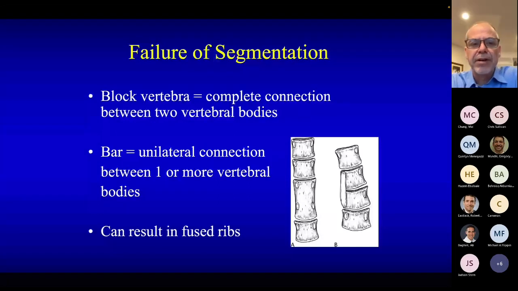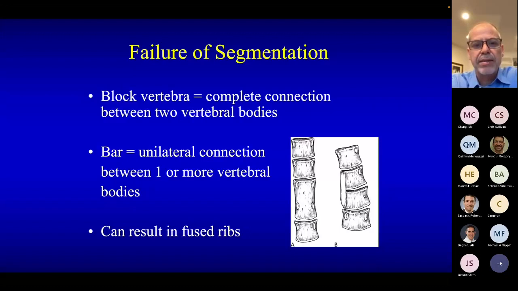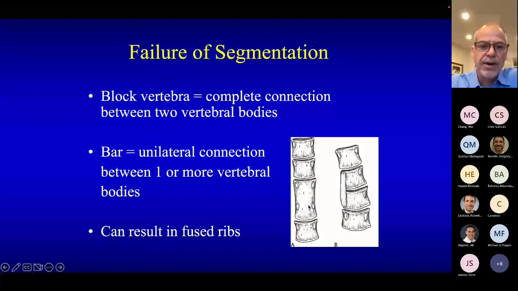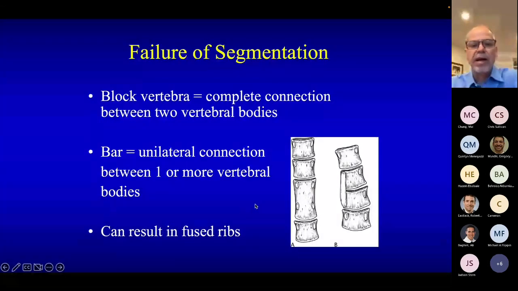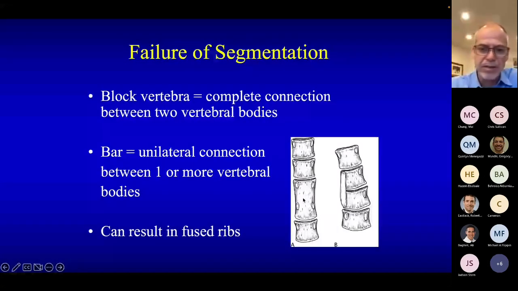The second one is a failure of segmentation, and the first, most benign, is a block vertebra, where essentially there's a complete connection between the two vertebral bodies above and below, as you see depicted here. The other failure of segmentation is a unilateral failure of segmentation, so that there is a bar between one or two vertebrae. And I would love to tell you it's that distinct like what's pictured here, but it just gives you the example of what it represents. But essentially, it's not an actual physical bar across the two vertebrae.